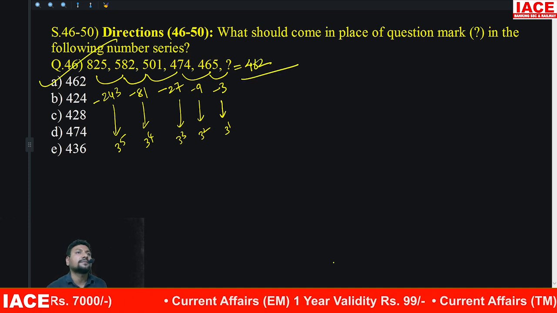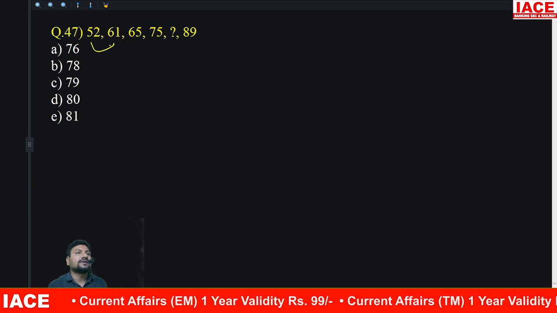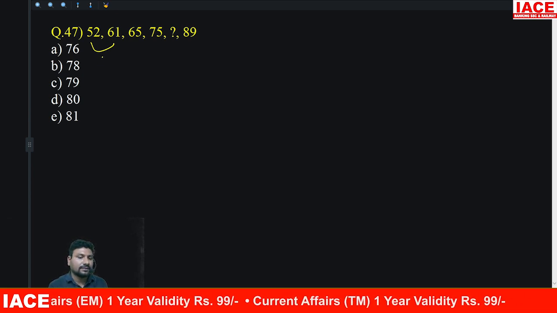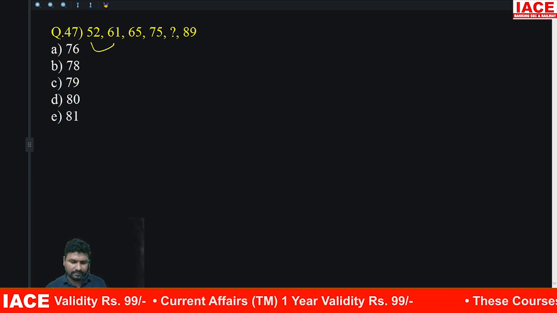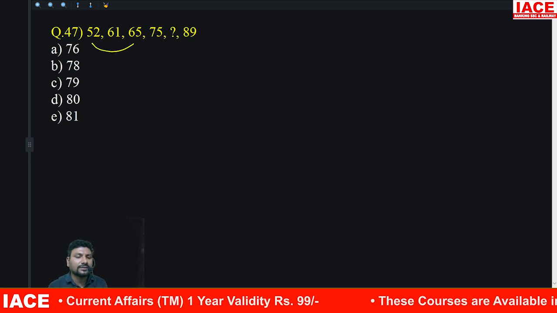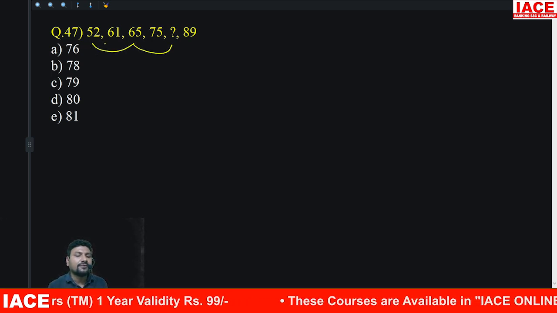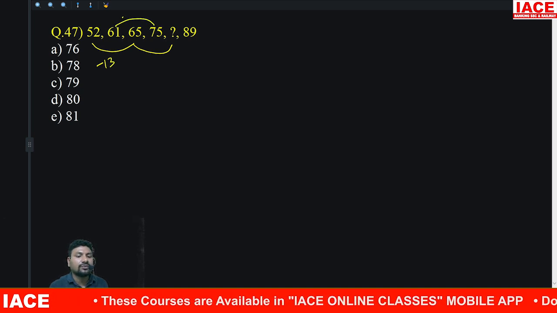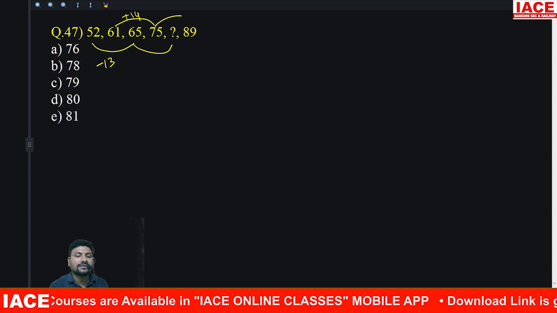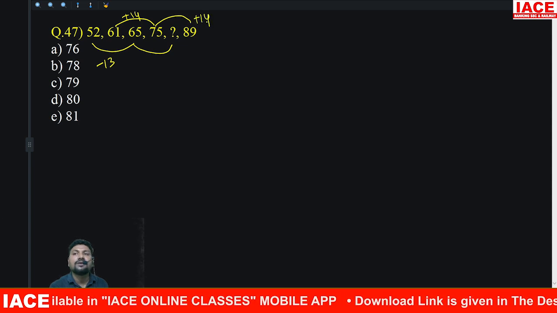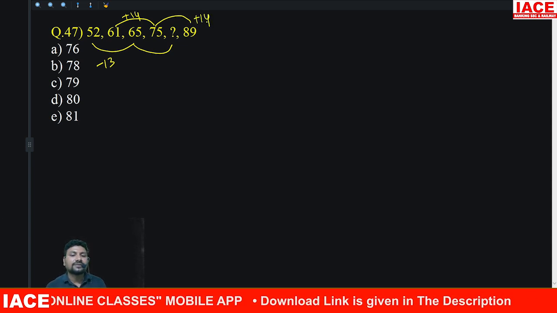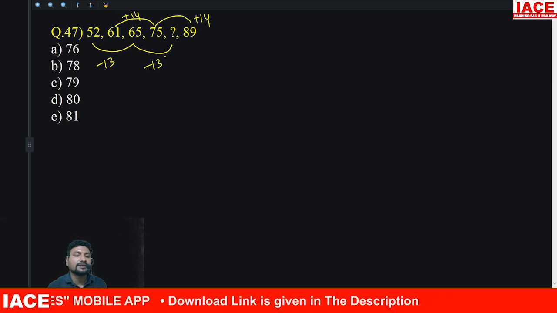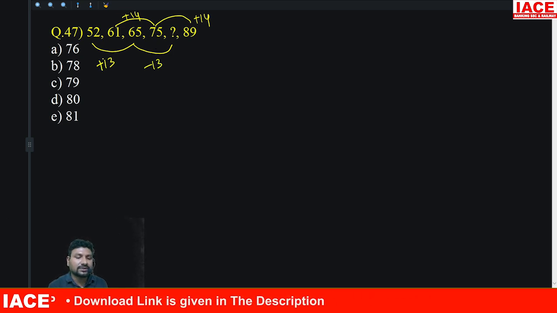462, option A. 52 to 61. Difference is how much? 9. Okay, you can go with this is the way. 52 to 65 minus 13. 61 to 75. How much increase? 14. 75 to 89. How much increase? 14. Alternatively. Plus 14 plus 14 minus 13 minus 13. Sorry. Plus 13 plus 13. Here the value is 65 plus 13. Answer is how much?